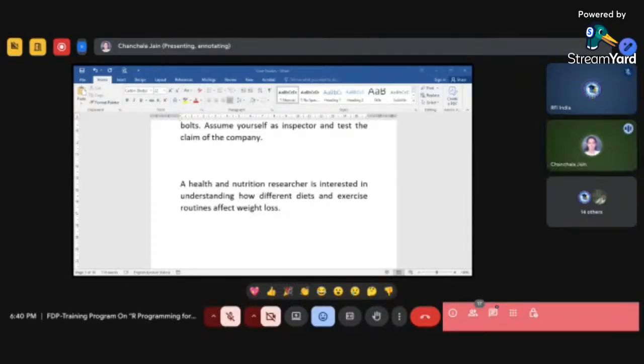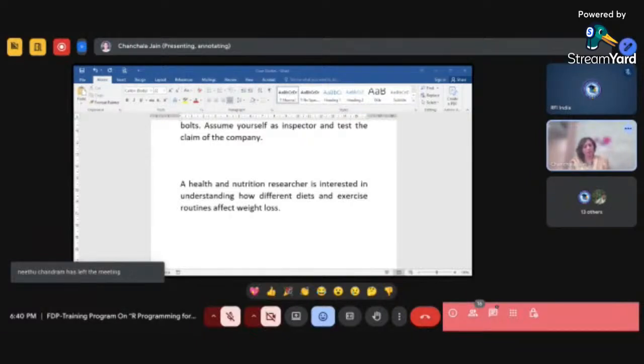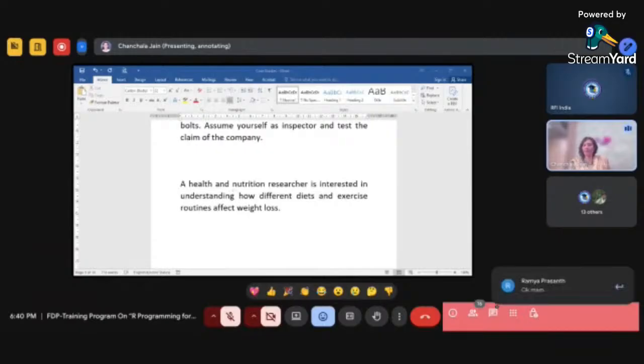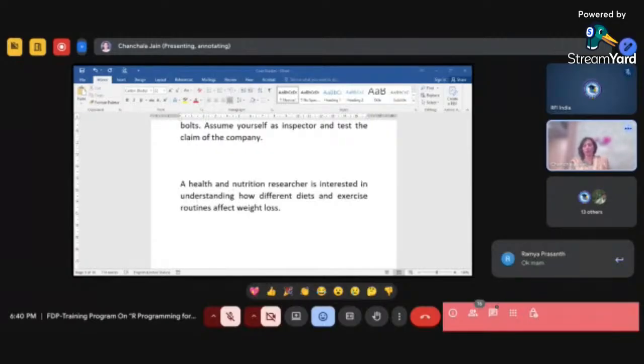So now if I want to see the difference in the mean weight loss, I'll go for the two-way ANOVA, right? Because I'm having two categorical variables and one numeric variable. And if I want to see the impact of diet plan or different diets and the exercise routine on the weight loss, I'll go for the multiple linear regression.